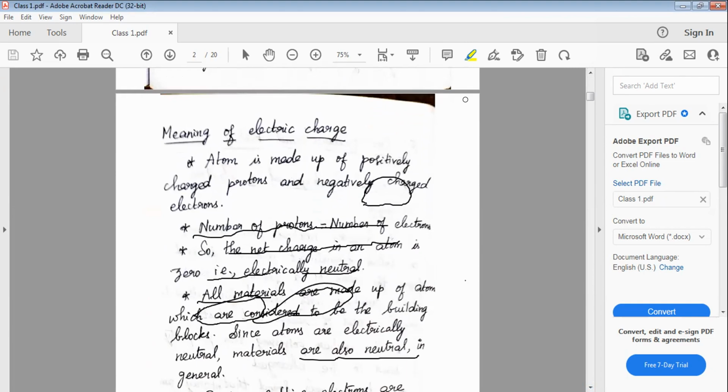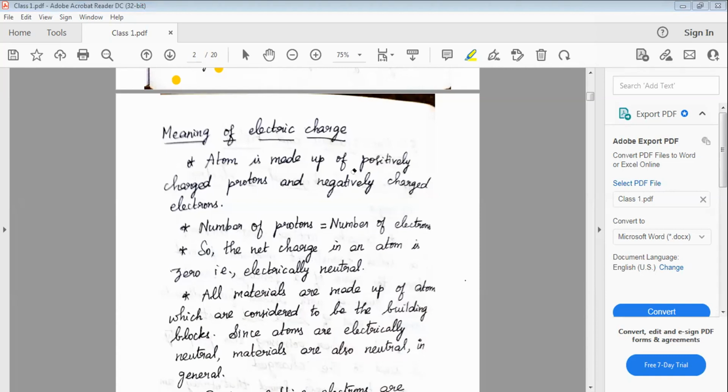Now let us discuss the meaning of electric charge. We all know very well that an atom is made up of protons and electrons. The number of protons is equal to the number of electrons, which makes the atom electrically neutral. That you all know very well, and we have neutrons as well.